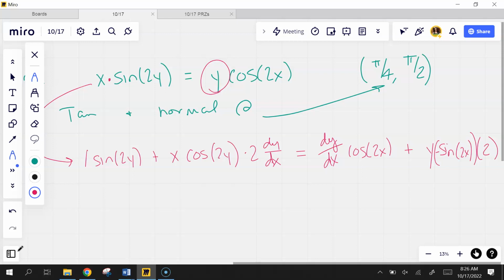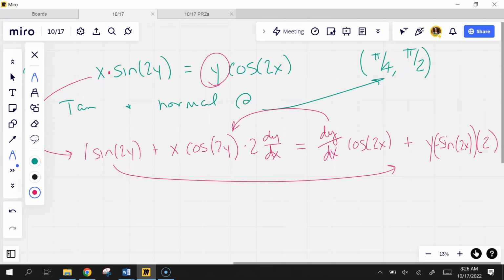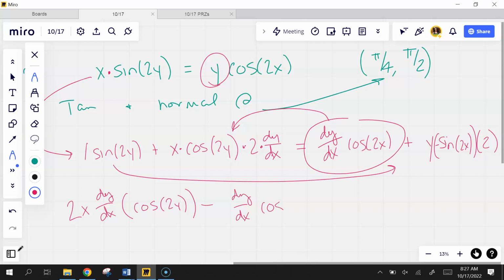I need all my dy/dx's on one side and everything else on the other because I'm going to factor that dy/dx out. Remember, I want to solve for that. So this one's going to come over here. This one's going to come over here. So I have 2x dy/dx times cosine 2y. This is multiply, this is multiply, right? I'm making it look a little prettier. And now I'm going to subtract this one, so minus dy/dx cosine 2x.